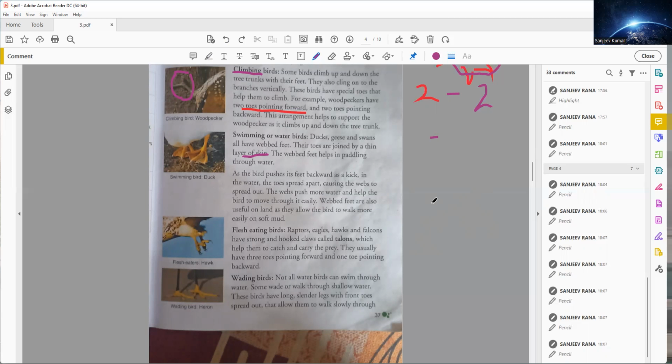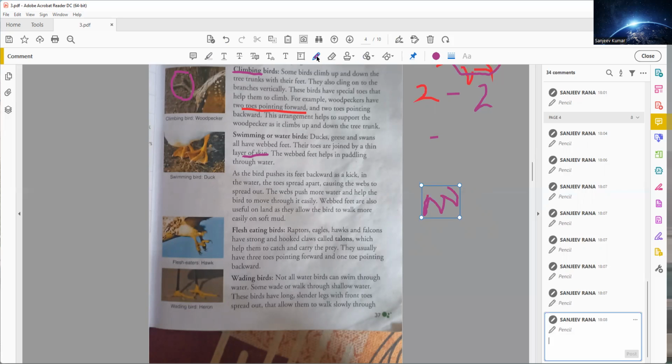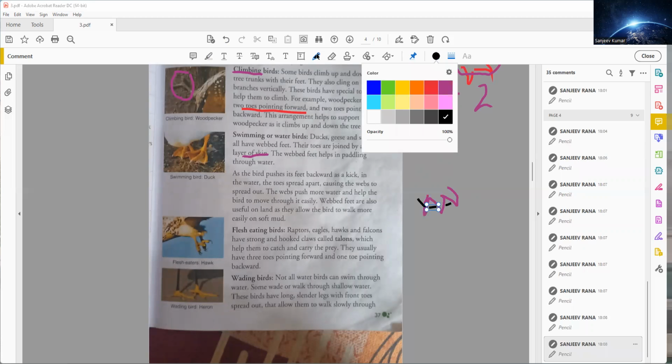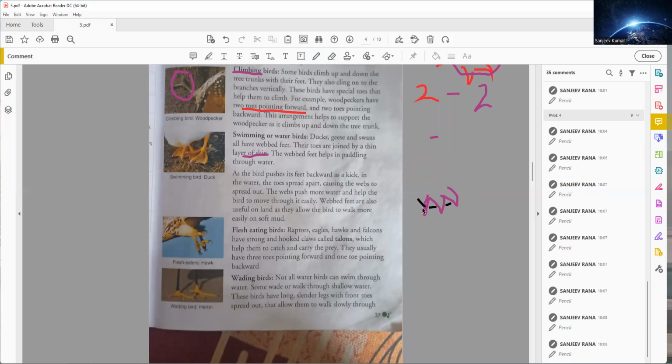If it is flatter like this, what will happen? A flat region. Now see how the toes will be like this. It is like this. But then again, if you change the color of it, this region will be a completely separate webbed part. Okay, so this is the swimming or water bird, that is, webbed feet.